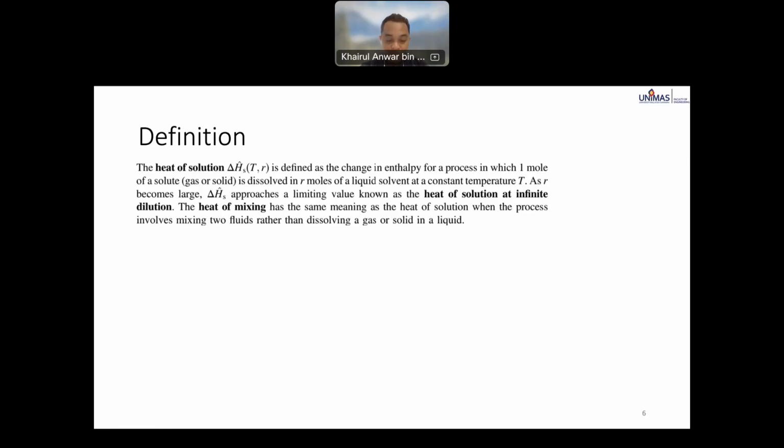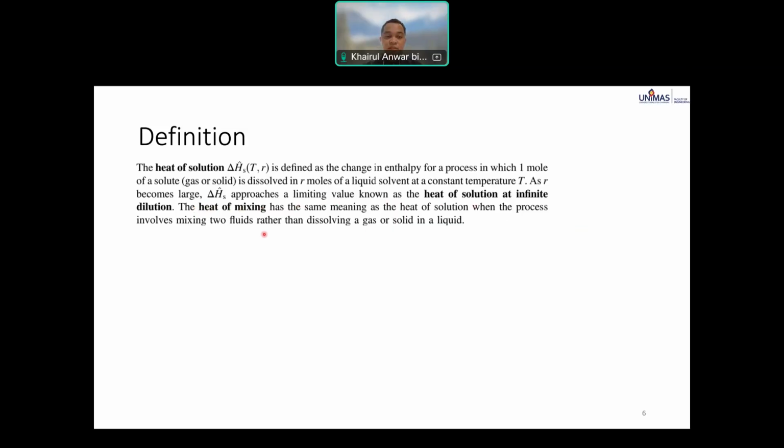The heat of solution, delta Hs, is defined as the change in enthalpy for a process in which 1 mole of a solute is dissolved in r moles of liquid solvent at constant temperature. As r becomes large, delta Hs approaches a limiting value known as the heat of solution at infinite dilution.